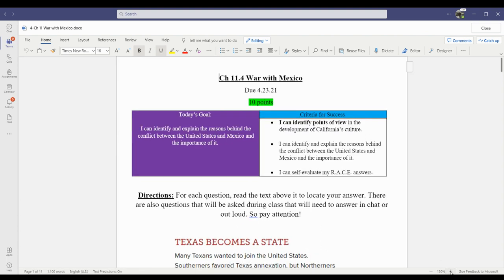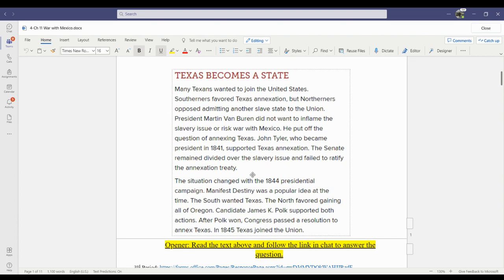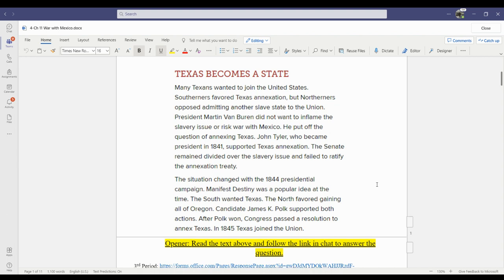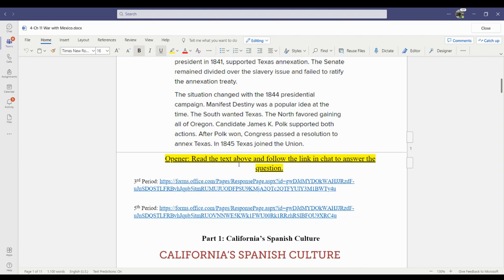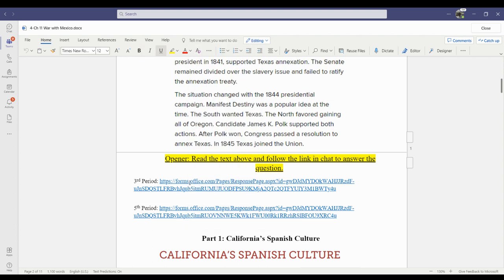For your first question, this is actually from the end of our Nearpod. We didn't get to it. We're going to read about Texas becoming a United States state, and then you'll read the text above and follow the link in chat. So there's two ways to do it. You can either right-click and hit open link, or you can hit control and then click, as it says right there, control click to follow the link. If you're in third period, there's your link. Fifth period, there's your link.